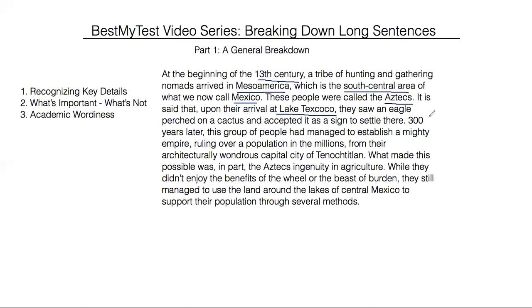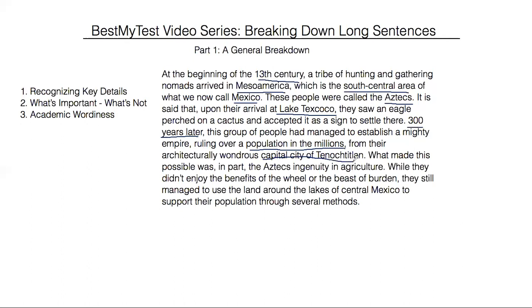300 years later, this group of people had managed to establish a mighty empire, ruling over a population in the millions from their architecturally wondrous capital city of Tenochtitlan. Okay, so we have a time period again, 300 years later, so that's definitely a key detail. And this group of people managed to establish a mighty empire, ruling over a population in the millions. Anything that is numbering a group of people or any kind of thing at all will probably be important. It is certainly a key detail to make note of. And then we have the name of the capital city here.